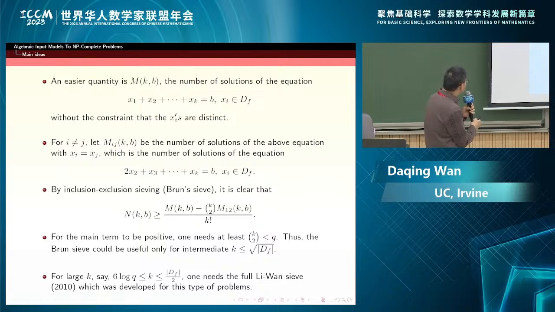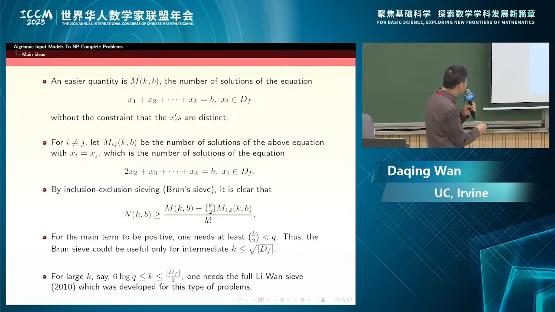Now, to handle it, if we require these to be distinct, then there is an inclusion-exclusion principle or saving. For i different from j, you consider those solutions where x_i equals x_j. If x_i equals x_j, then the coefficient becomes 2. Of course, this is symmetric, so if i is different from j, you can assume i is 1, j is 2, and if x_1 is x_2, then you get this equation. So let M_ij be the number of solutions of this equation, and then by inclusion-exclusion saving, you get a bound: the first one, the number of solutions, minus the ones where two of them are the same.